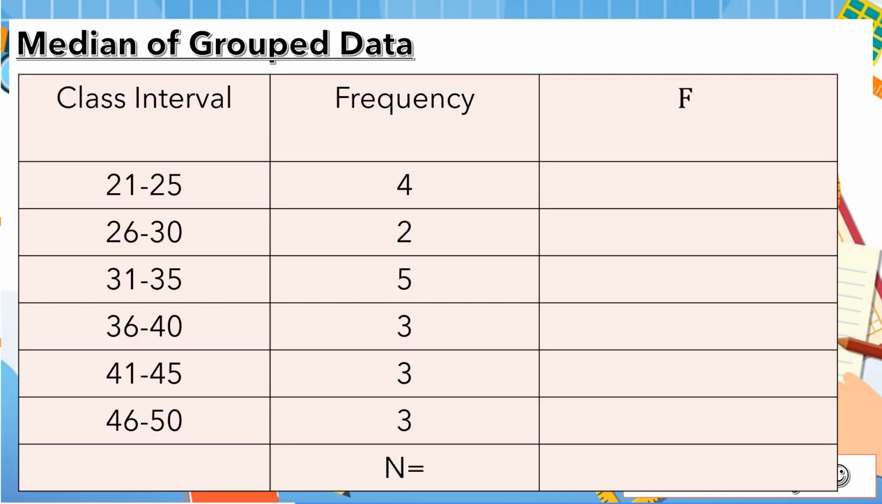Okay, next. Again, we have a frequency distribution table, but the difference now is that we only have the class interval and the frequency. The class mark and the f sub i, x sub i column are not given here, because we are going to focus on the median. Same class intervals: 21 to 25, 26 to 30, 31 to 35, 36 to 40, 41 to 45, 46 to 50, and the frequency is given. As we compute again, the total number of frequency is 20.